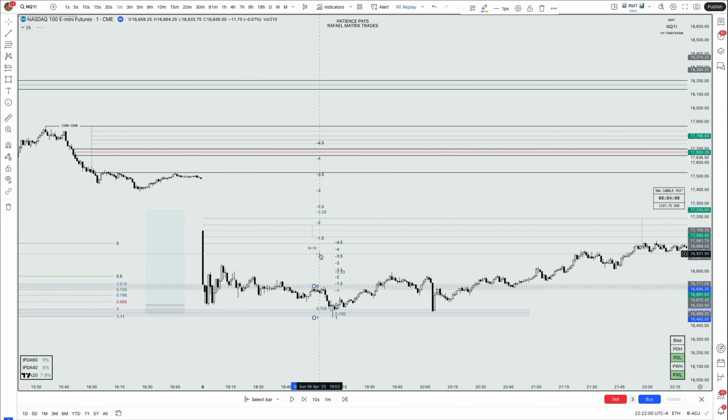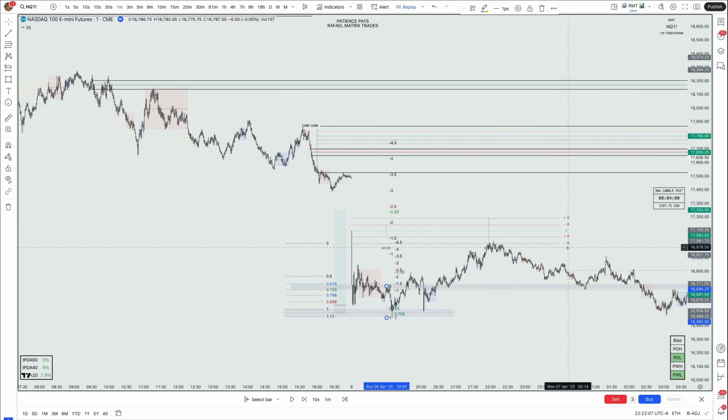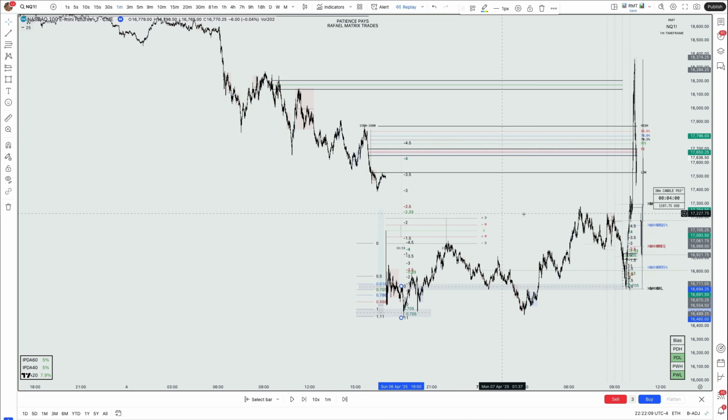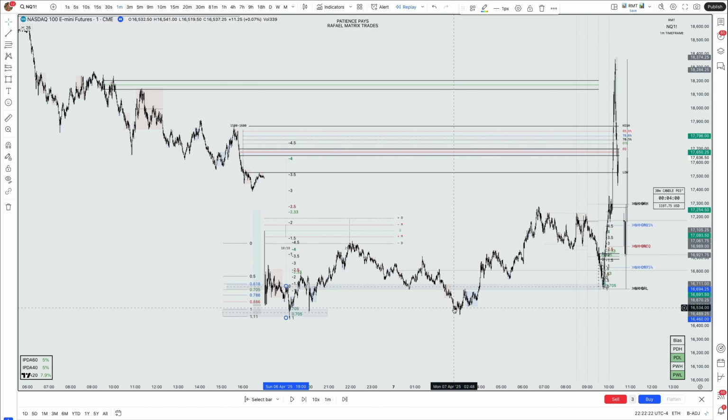So Asia traded around 1 and 1.5 deviation. That happened here, 1 and 1.5. London traded around 2 and 2.5. That happened here, and New York filled the 4 deviation. So that was my initial target here, but because of this crazy volatility, we pushed even higher. So that was my trade breakdown.